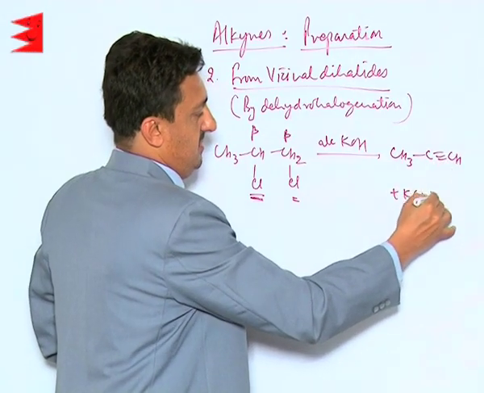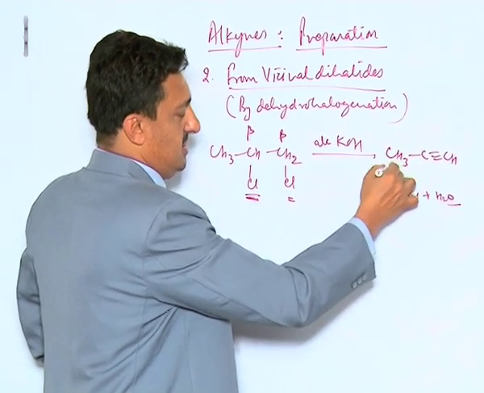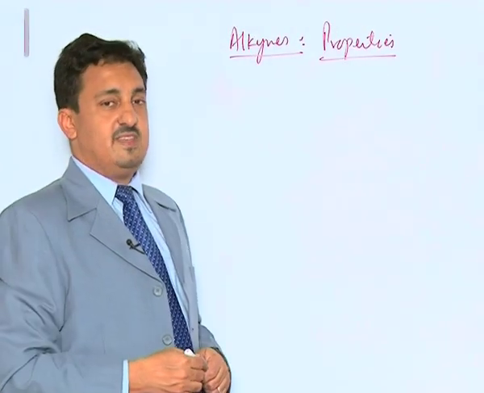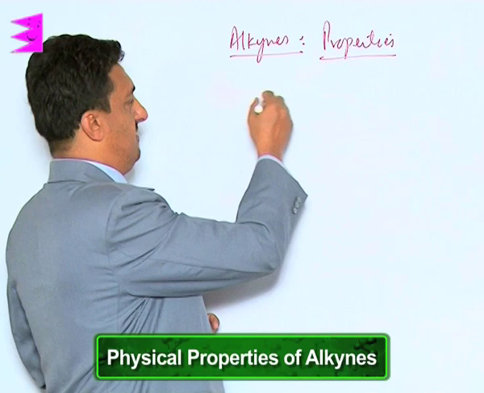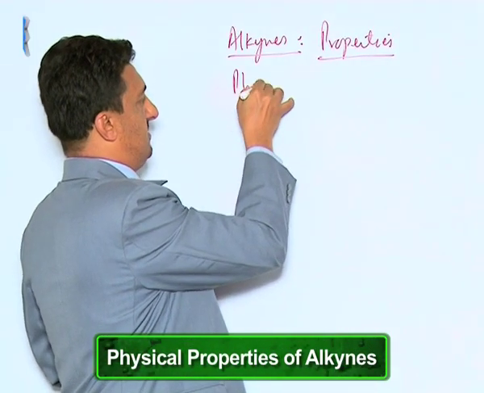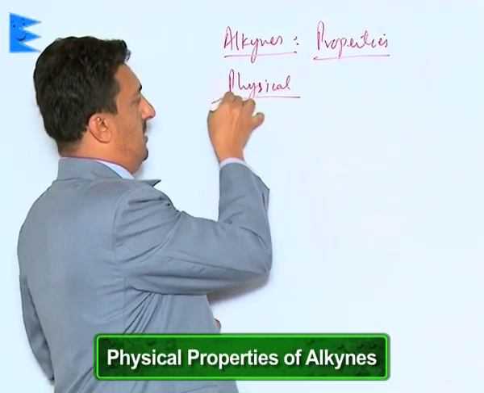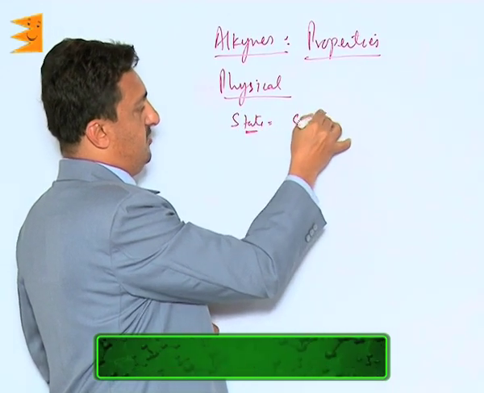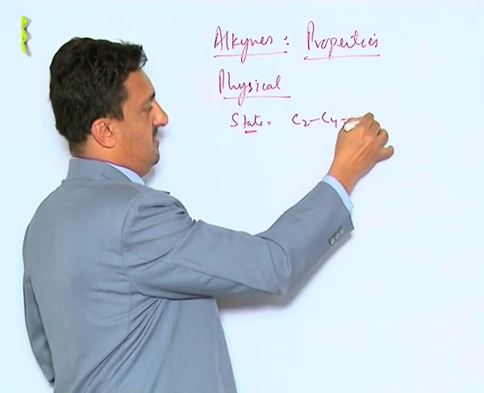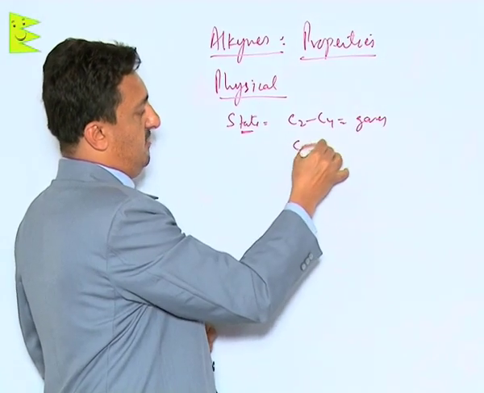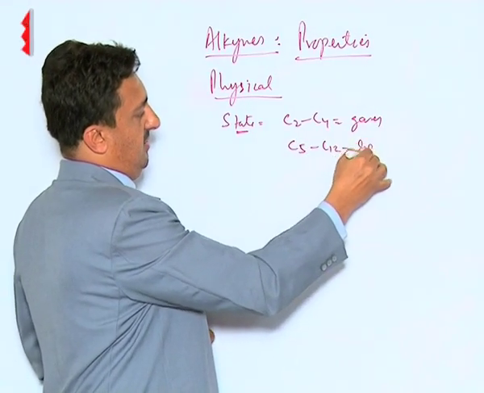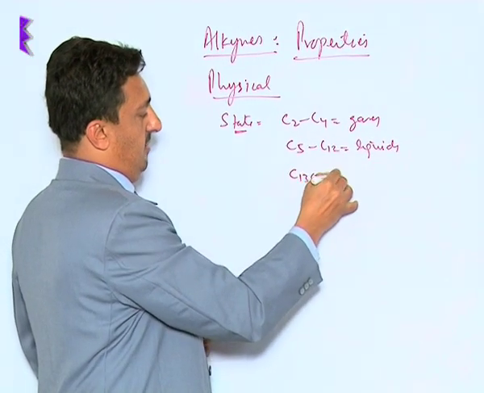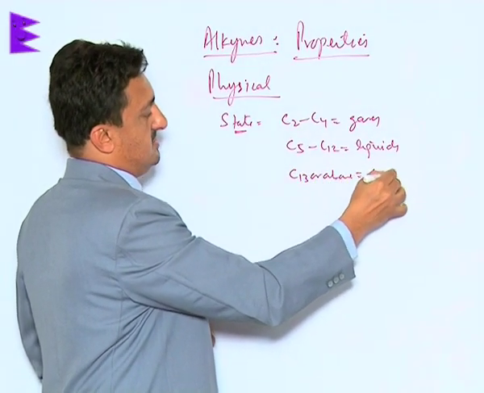of course KCl plus H2O as a byproduct. So this is how we get higher alkynes, propyne. Now let us see the properties of alkynes, and in this we will see first the physical properties. See, their state: C2 to C4 are gases, C5 to C12 are your liquids, and C13 or above are the solids.